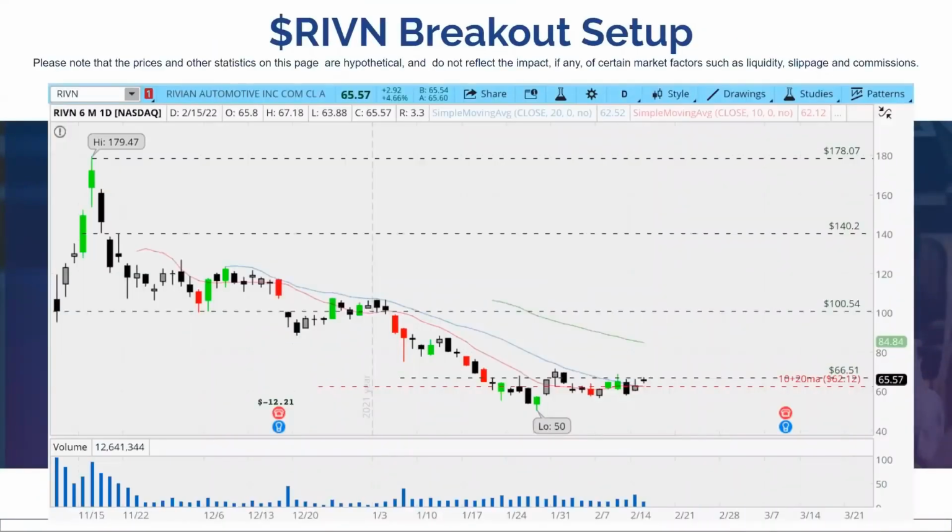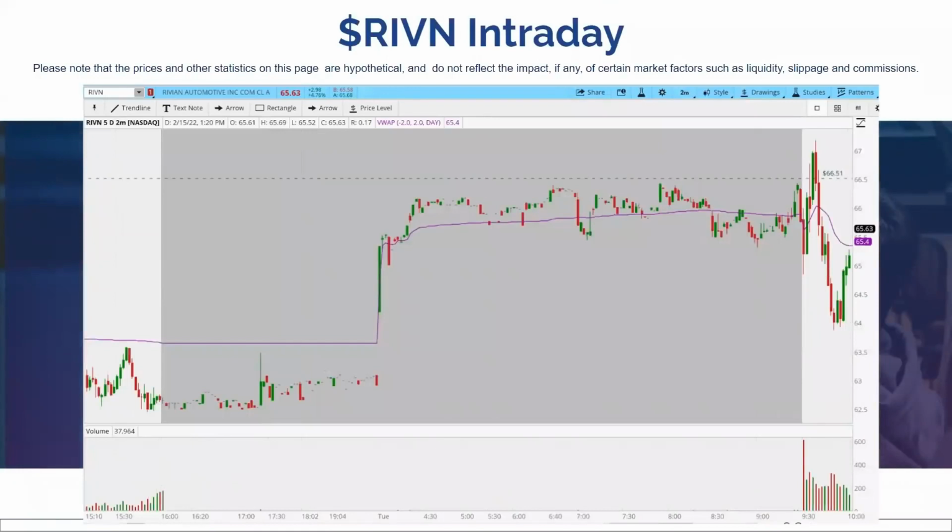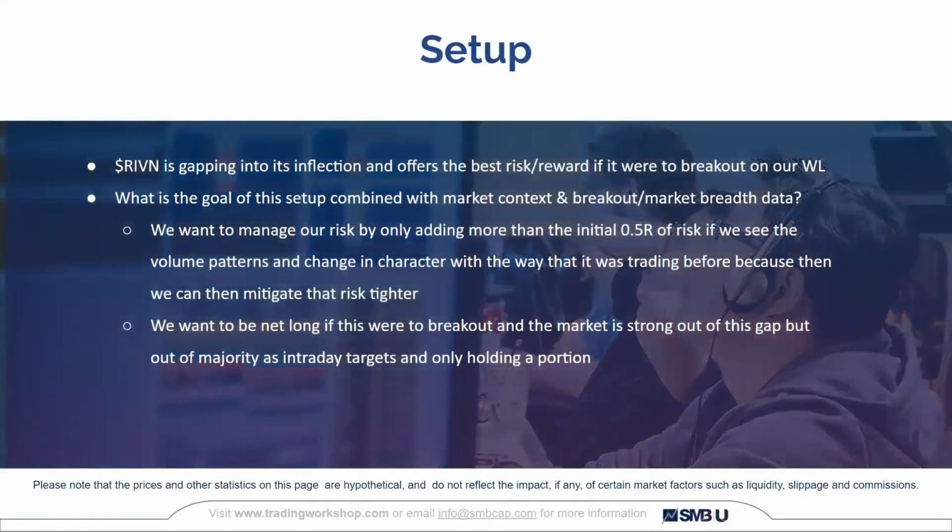It's just a technical breakout. 66.5 is the inflection we're watching. And so we scan a lot of breakout names, probably most names that are setting up to break out. And we're judging risk reward by what's opening closest to inflection. So the goal of the setup is just a setup, combined with market context and the breakout data that we just mentioned.